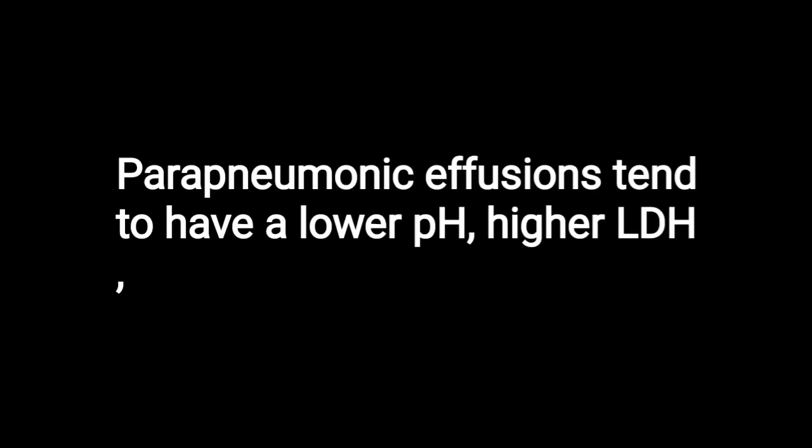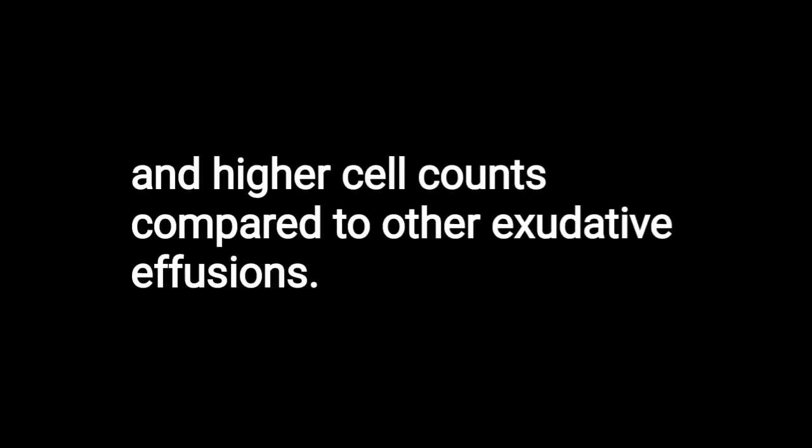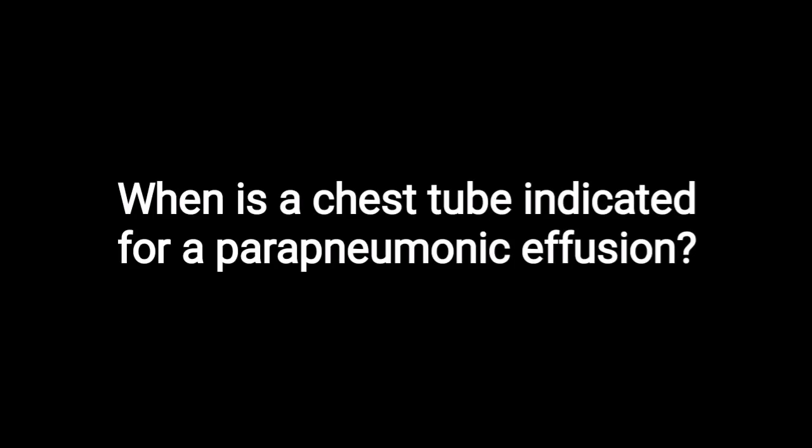Q207. How do parapneumonic effusions differ from other exudative effusions? A207. Parapneumonic effusions tend to have a lower pH, higher LDH, and higher cell counts compared to other exudative effusions. Q208. When is a chest tube indicated for a parapneumonic effusion? A208. Chest tube drainage is typically required for complicated parapneumonic effusions with low pH, high LDH, or evidence of loculation.